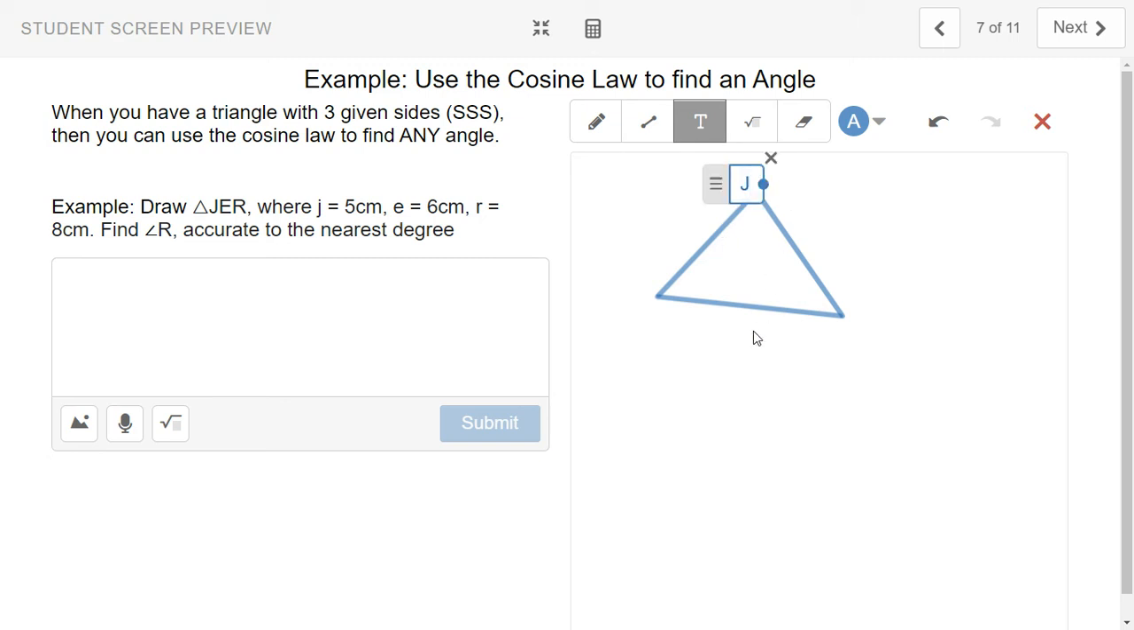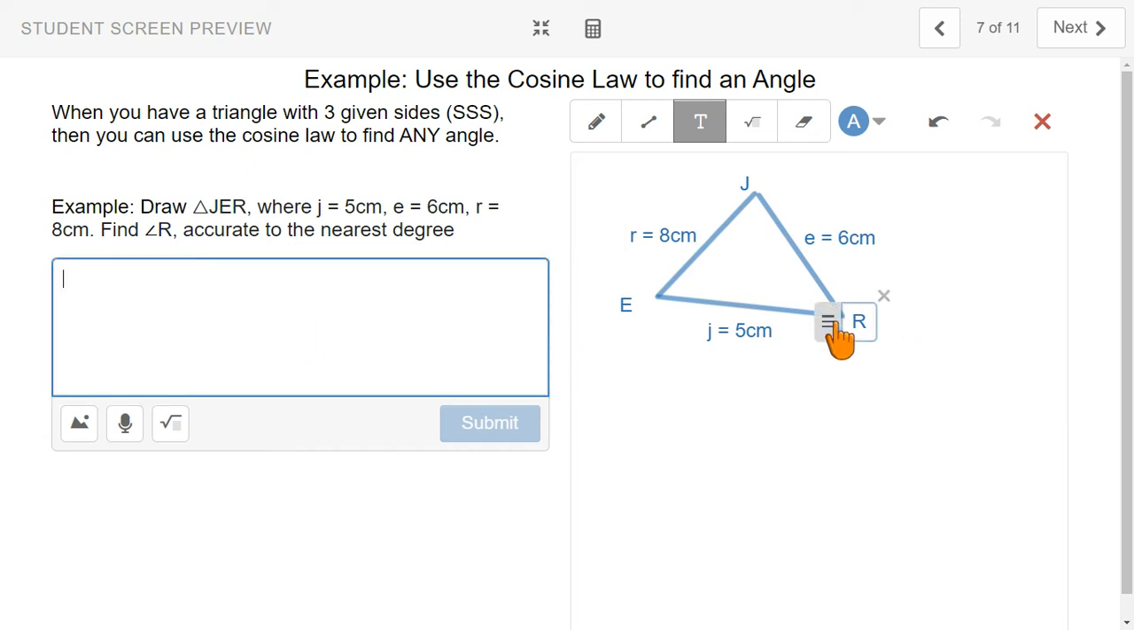We have angle J. So side J is equal to 5 centimeters. Side E is 6 centimeters, and R is equal to 8 centimeters. Now we need to find R to the nearest degree.